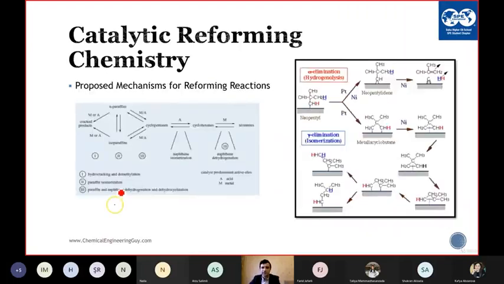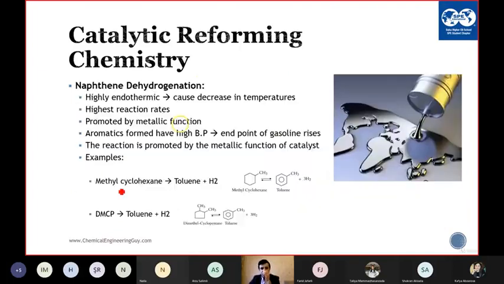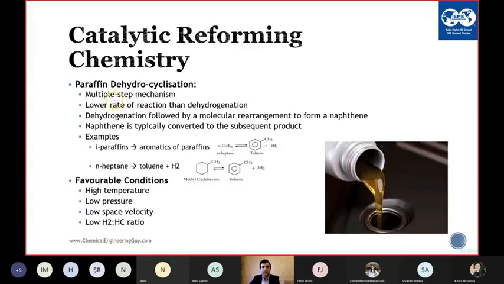These are the reaction mechanisms. I will skip this one. I added this slide so that you can check them later, but I want to skip these slides. I want to talk about the process more. But if you have any questions regarding the reactions, or other slides I already talked about before, please ask me. Here we have the naphthene dehydrogenation reactions, paraffin hydrocyclization, and favorable conditions. It is important always to control the hydrogen to feed ratio into the reactor.